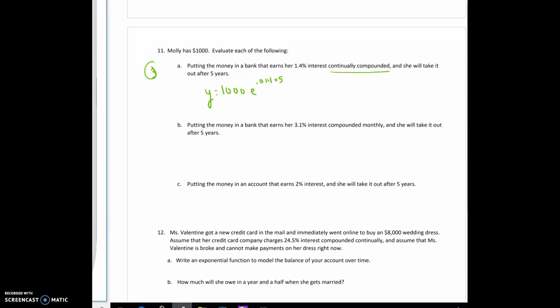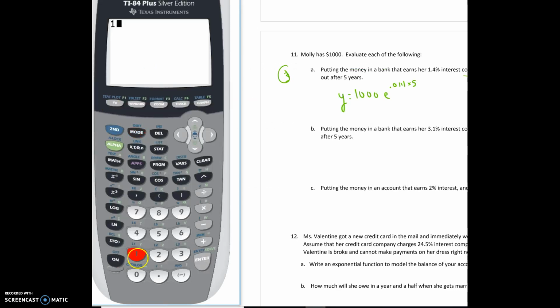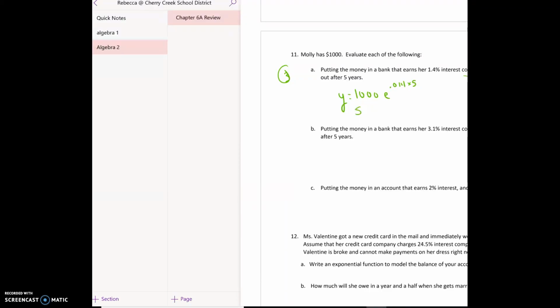So go to your calculator, and I'm going to go back to the main screen and just type that in. Okay. So 1,000. I recommend you use the second ln button for your E, and it's 0.014 times 5. This keeps everything as the exponent. It starts parentheses if you have the older operating system, and in this operating system, it just builds everything into the exponent. So now I'm going to hit enter, and it's money. So I will have $1,072.51.